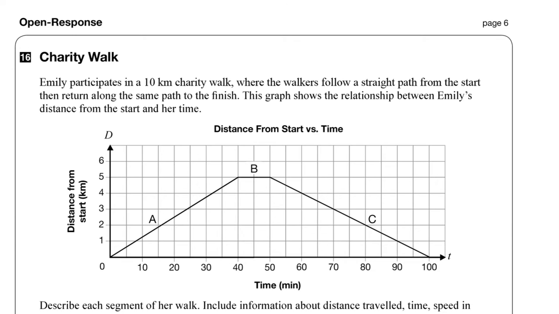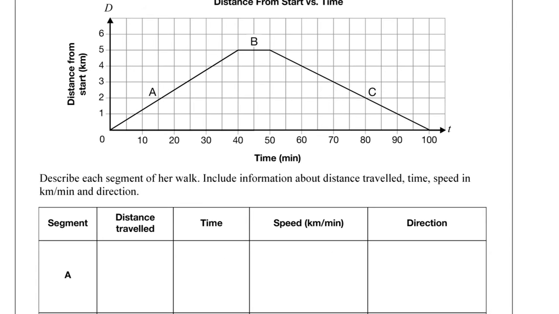All right, so this graph shows a relationship between Emily's distance from the start and her time. So again, we talked about this. It's always really important to look at the labels of the axes, not only what they say, distance from start, sometimes it's distance from home or distance from school or something like that, but then also sometimes we have units, okay? Now, what's different about today, we saw a lot of stuff like that yesterday.